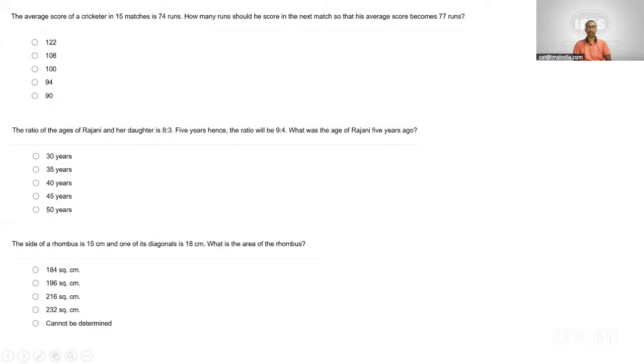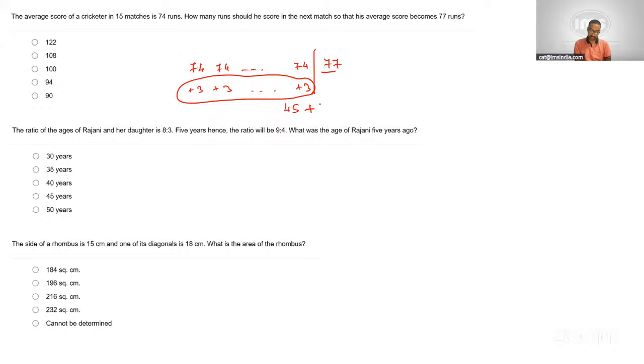The average score of a cricketer in 15 matches is 74 runs. How many runs should he score in the next match so that his average becomes 77 runs? So it's like 74 happens 15 times. There is one more match where if it has to become 77 runs, there is a 3 run extra for all of these 15 times. So this is about 3 into 15, 45, plus this 77 should anyway exist. So 45 plus 77 comes to 122. That would be the answer.